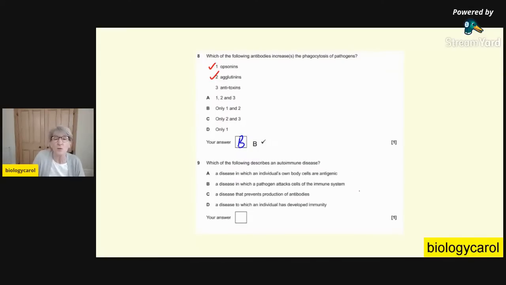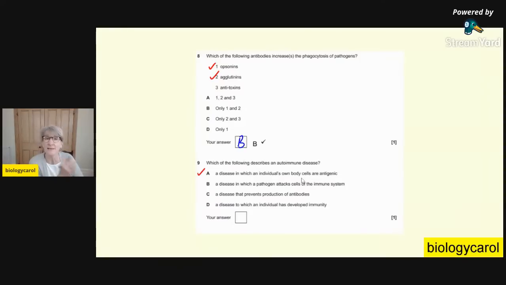Which of the following describes an autoimmune disease? A disease in which an individual's own body cells are antigenic. That's right. Because really, let's face it, most of the markers on our own cells are not antigens. Antigens, by definition, are things that cause an immune response. We have markers on all of our cells that tell all of our immune cells that our cells belong to our body and therefore do not cause an immune response. The markers on our cells that declare our cells as self are not antigenic.